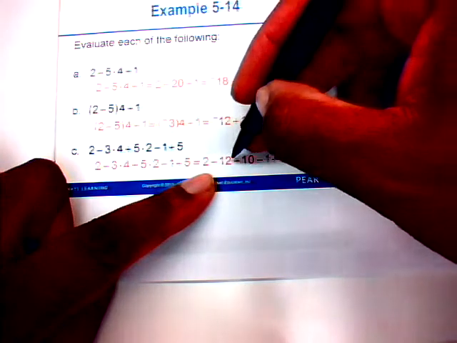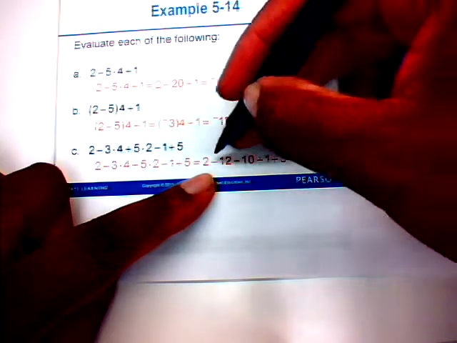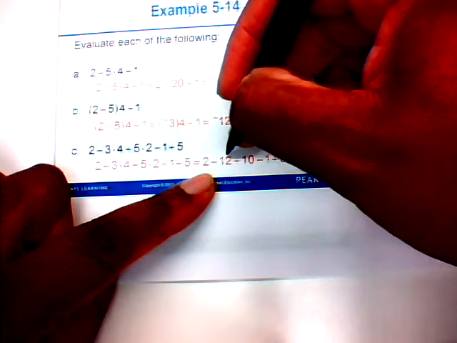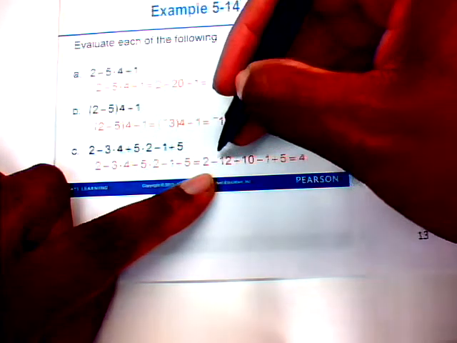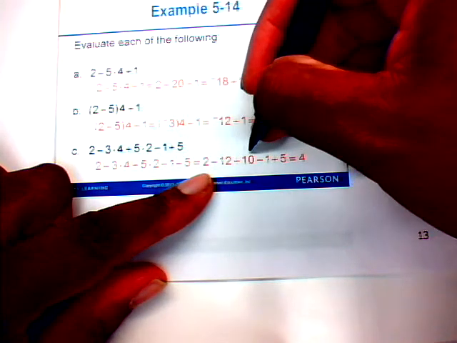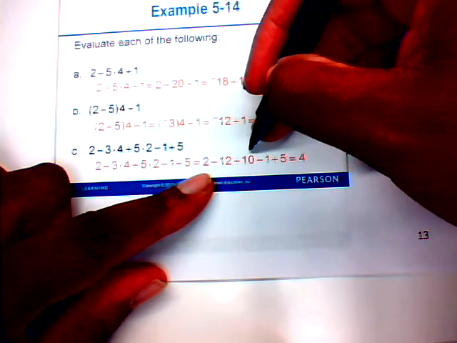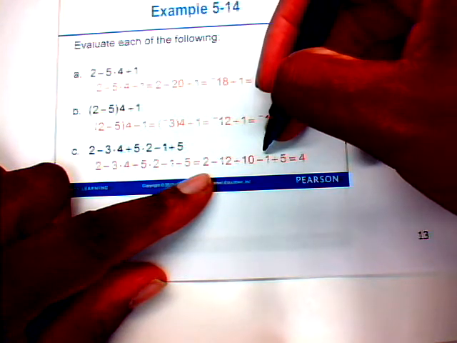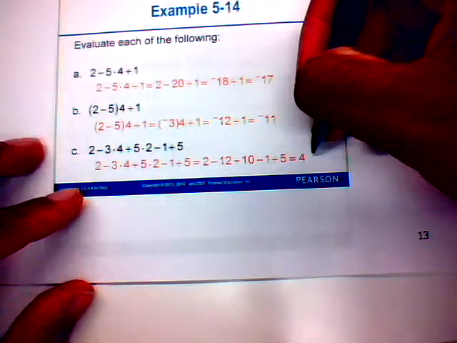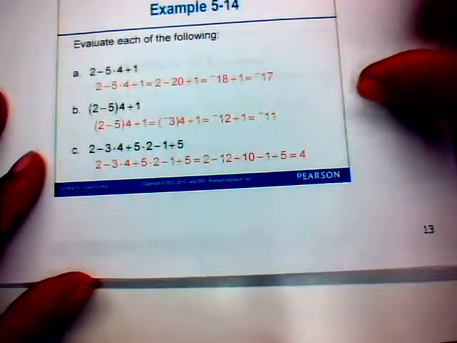And then we're going to go from left to right, because all we have is additions and subtractions. We start with the subtraction first because that appears first. 2 minus 12, that's negative 10. Negative 10 plus this 10 is 0. 0 minus 1 is negative 1. Negative 1 plus 5 would be 4. So the final answer there would be 4.